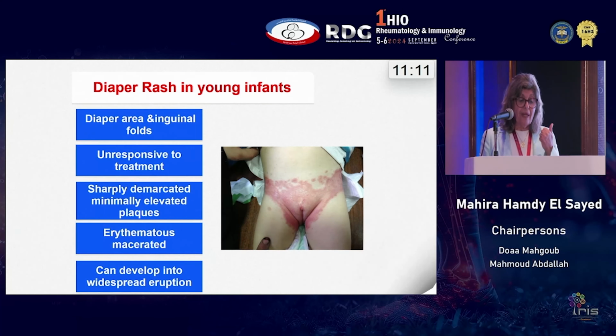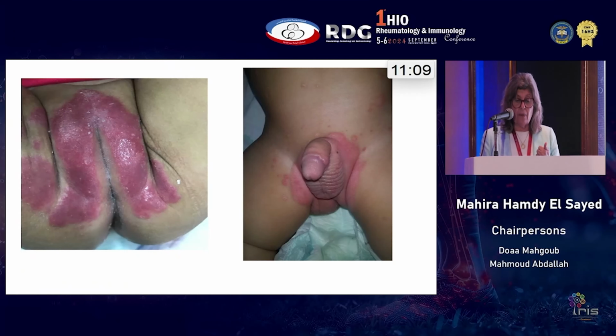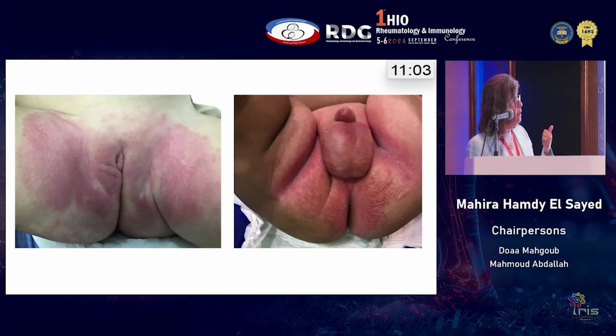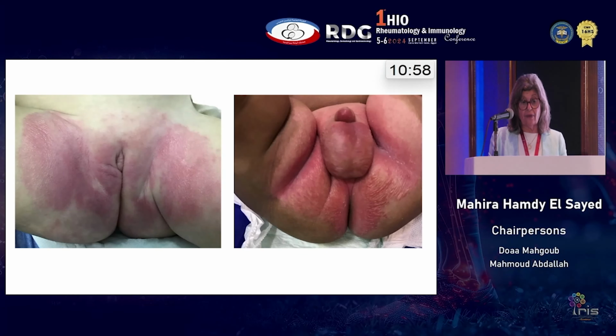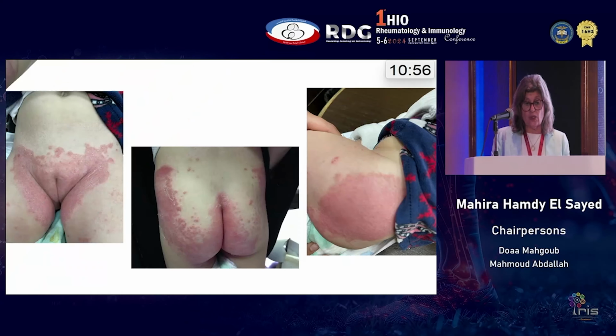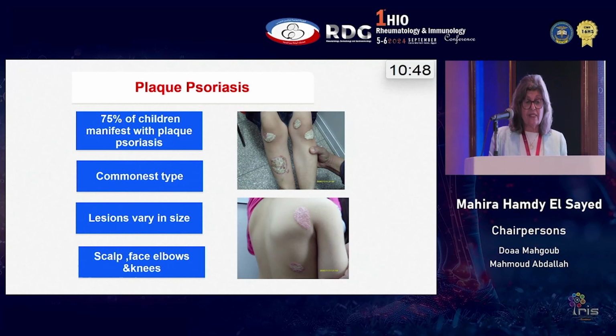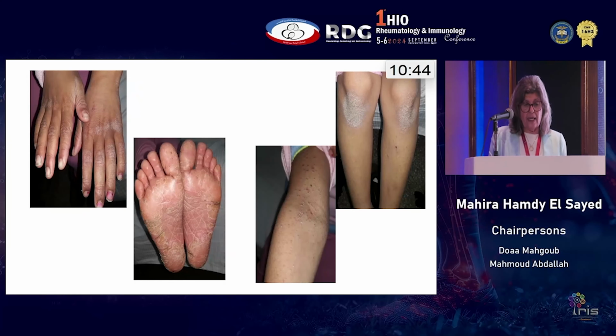demarcated, minimally elevated plaques. These are some examples of the way diaper psoriasis may look. And this is one patient that has taken so many topical steroids that there is some atrophy of the skin as well. This is another patient, but this is quite obvious because there is this well definition and the scaliness of the lesion. The second type is plaque psoriasis, which can occur any place, palmoplantar like in adults.